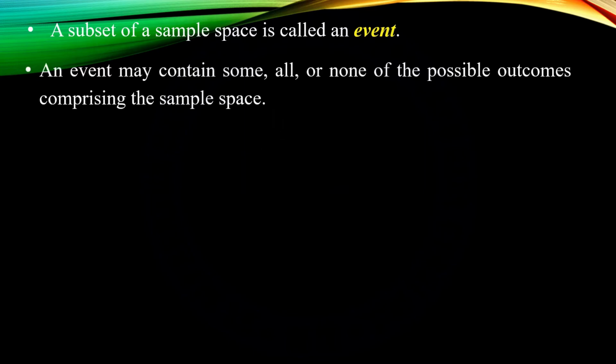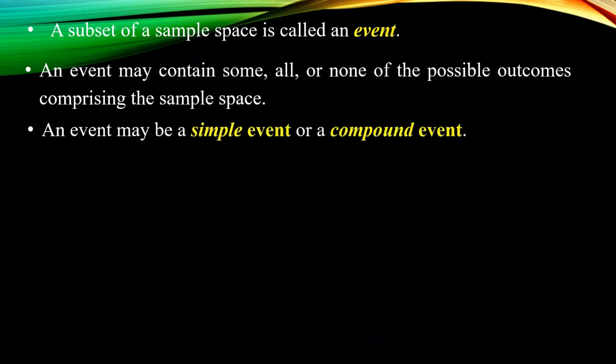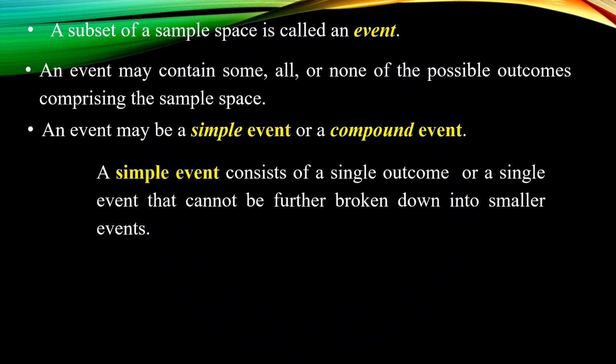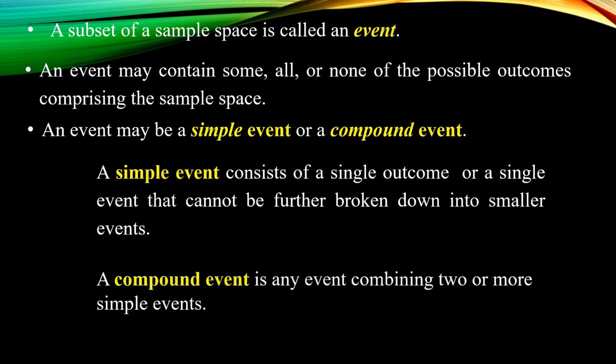Please take note, class, that a subset of a sample space is called an event. An event may contain some, all, or none of the possible outcomes comprising the sample space. An event may be a simple event or a compound event. A simple event consists of a single outcome or a single event that cannot be further broken down into smaller events. A compound event is any event combining two or more simple events.